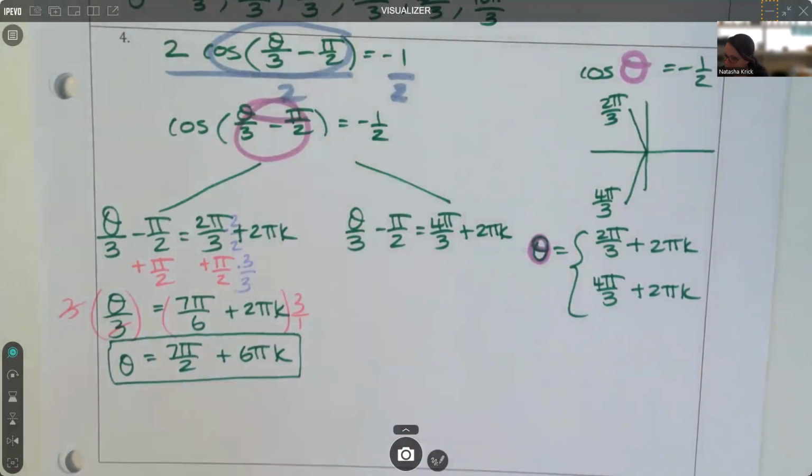And then you would do the same thing with the other one. Go ahead and see if you can figure out how to finish that one, and then write your first 6 solutions, and I will post the completed key in Canvas so that you can check it when you are done.